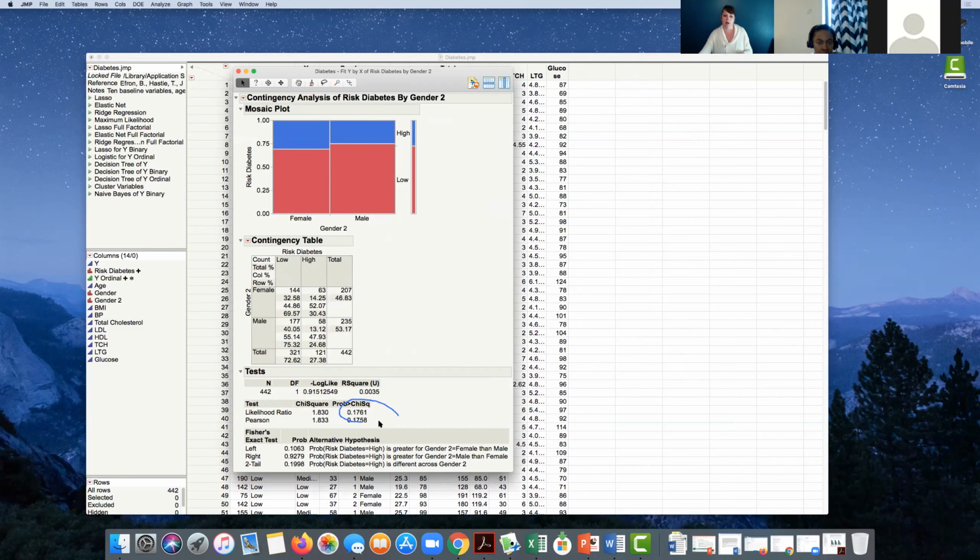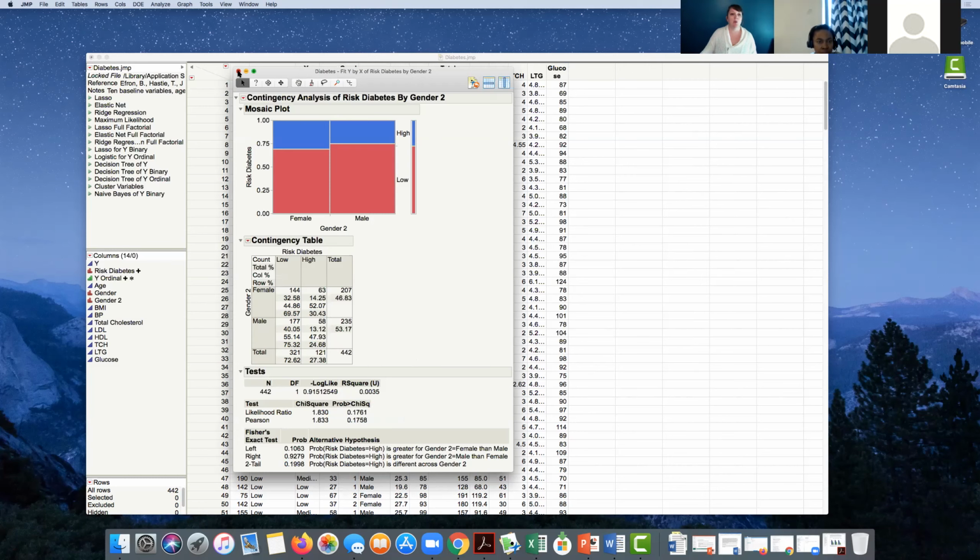And then we look at our p-value, and it tells us that we would stay with our null: 30% female are high risk, 25% male are high risk, but that's not a statistically significant difference. This is an unadjusted analysis. We've only looked at two variables. Does that make sense? Yes, it does.